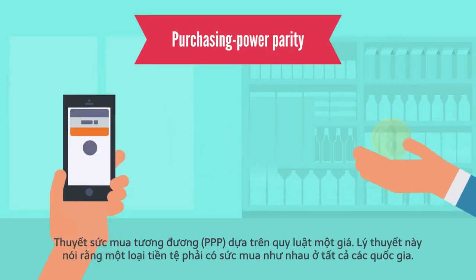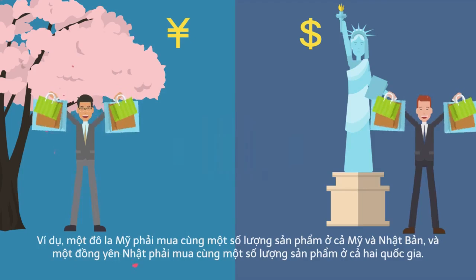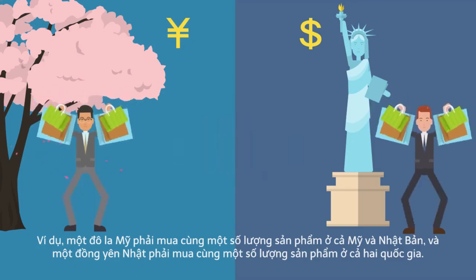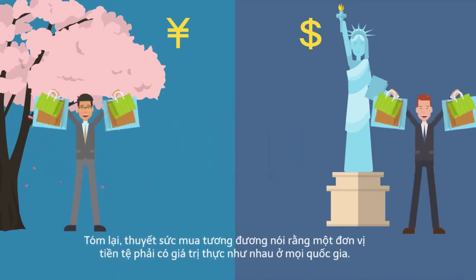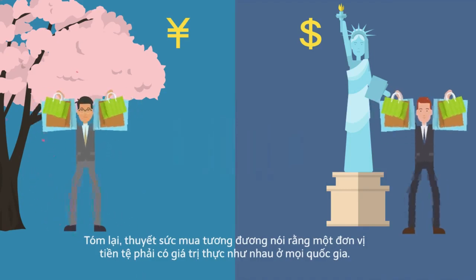Now, as for the purchasing power parity theory, which is based on the law of one price, this theory states that a currency must have the same purchasing power in all countries. For example, a US dollar must buy the same number of products in both the US and Japan, and a Japanese yen must buy the same number of products in both countries. In short, purchasing power parity states that a unit of currency must have the same real value in every country.